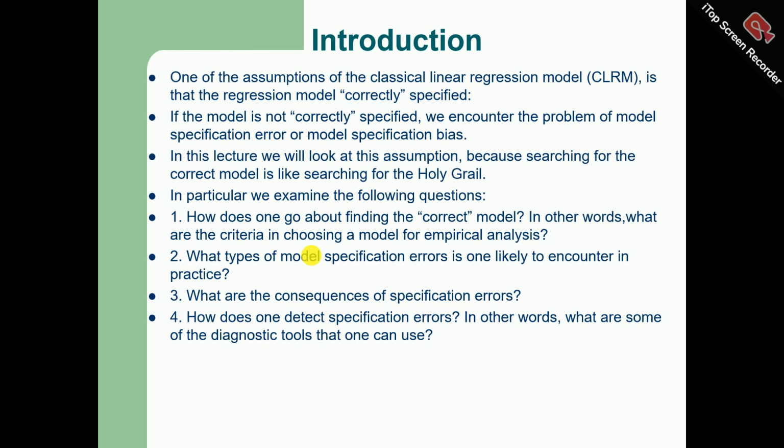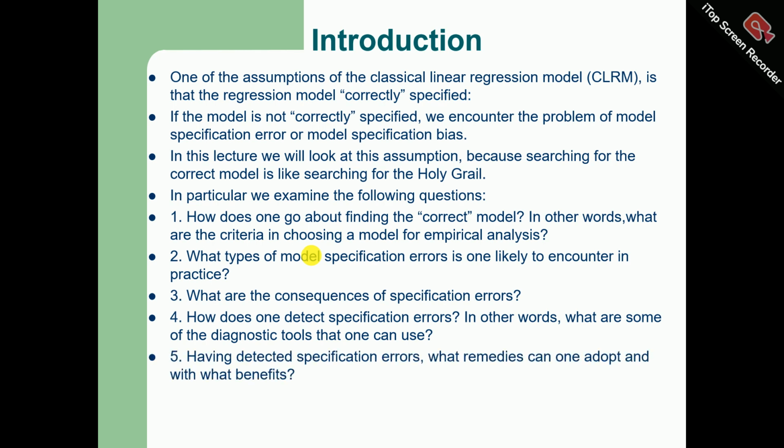In other words, what are some of the diagnostic tools that we may use to diagnose specification bias in the empirical model? After detecting specification errors, what remedies can one adopt to rectify it or to come up with a good model? And finally, we may also evaluate the performance of the competing models, and we may decide which of these models is an improvement over the other alternative models. So we will try to come up with answers to these questions.